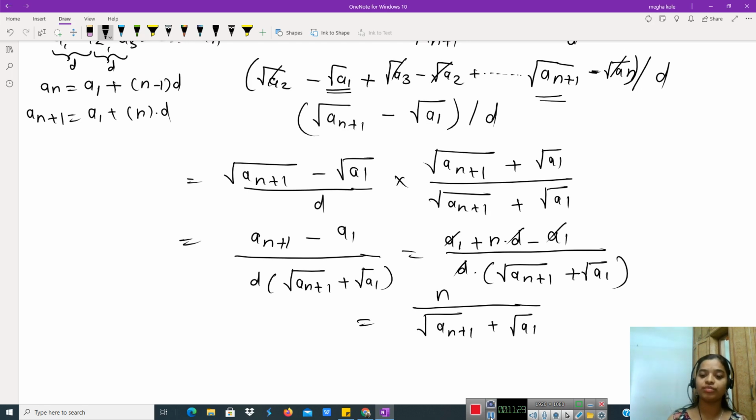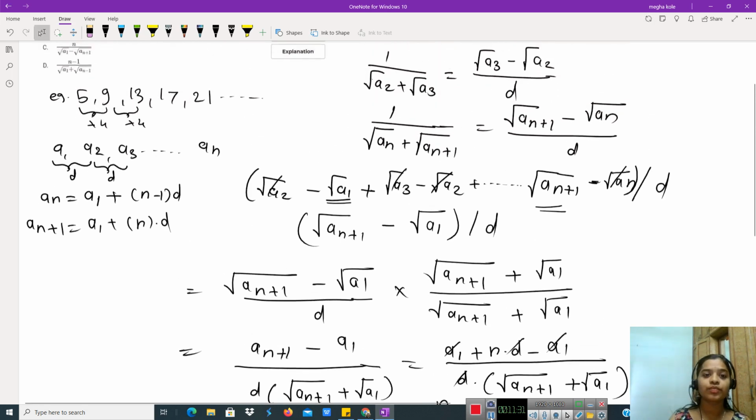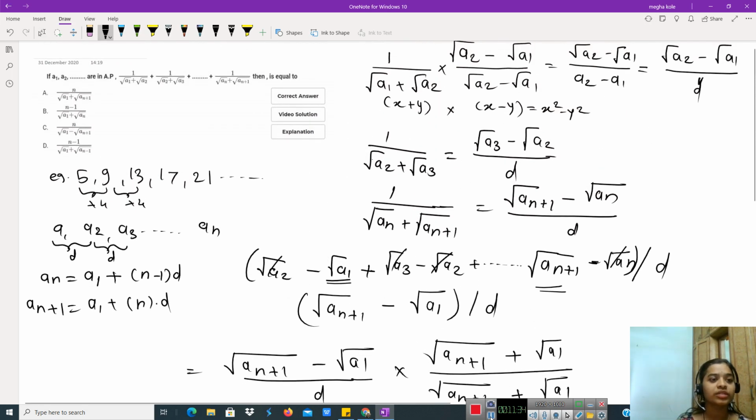Okay, let us check the options here. So this is the answer, option A: n upon square root of a1 plus square root of a_(n+1).